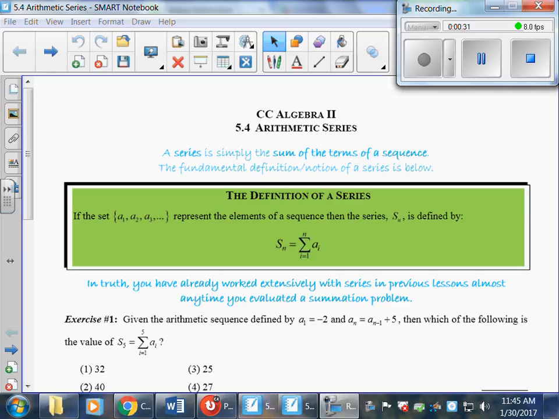Okay, so look in the green box here, and it says if the set A1, A2, A3, which is the first, second, third term of a sequence, dot, dot, dot means it goes on forever, represents the elements of the sequence, then the series S sub n is defined by S sub n is equal to the sum as the index goes from 1 to n of A sub i. So let's talk a little bit about what that means in English.